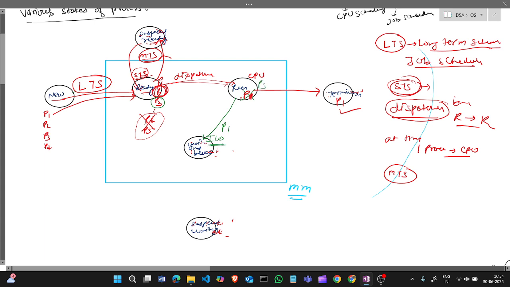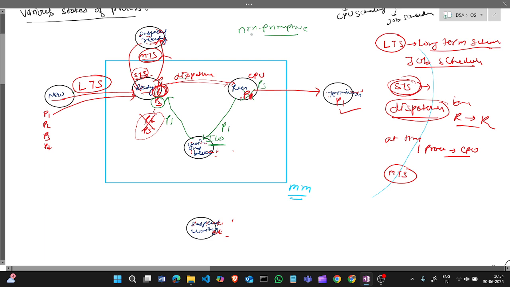And when P1 has completed its IO, it does not go back to the run state, it goes back to the ready state. Again the CPU short term scheduler checks the priority, and the dispatcher is going to schedule it in the CPU. So like this the cycle is working, and this is the whole scenario of non-preemptive jobs.